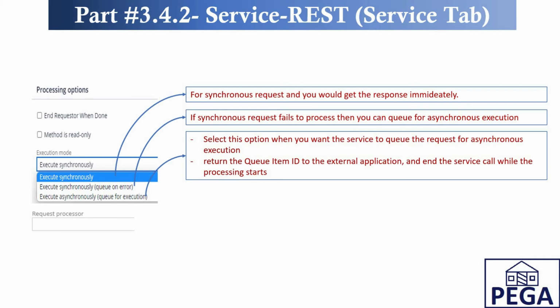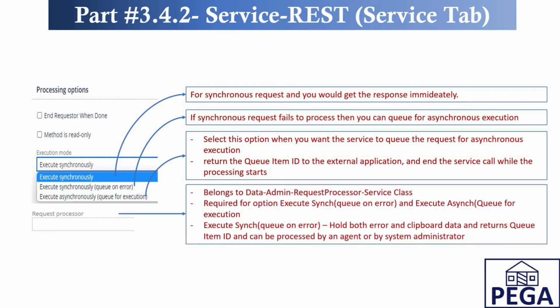Now this option also requires the requester processor. For both execute synchronously queue on error and execute asynchronously queue for execution, they both get executed asynchronously only. Because of that, you have to define a requester processor, and this requester processor belongs to the Data-Admin-Requester-Processor-Service class. The moment you assign that, Pega will create a queue item ID and provide it back to the consumer, so that later on the caller can use that queue item ID to pull the detail.